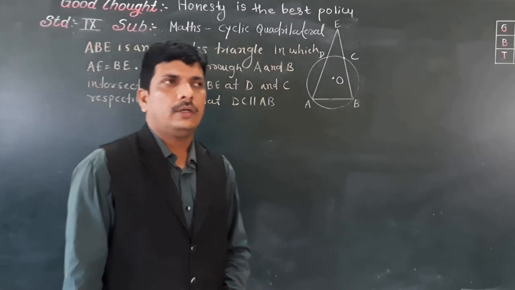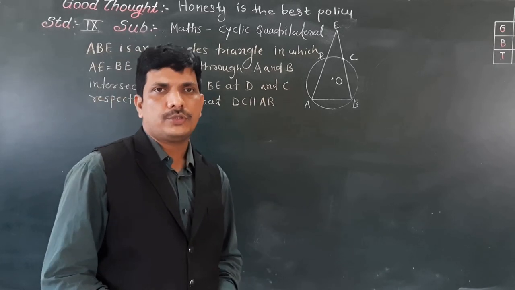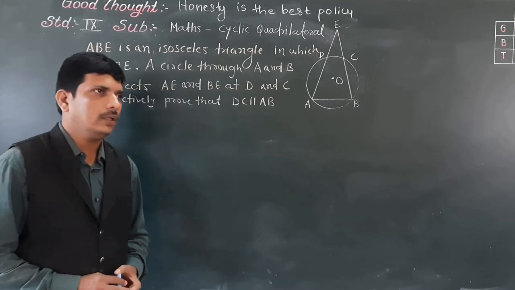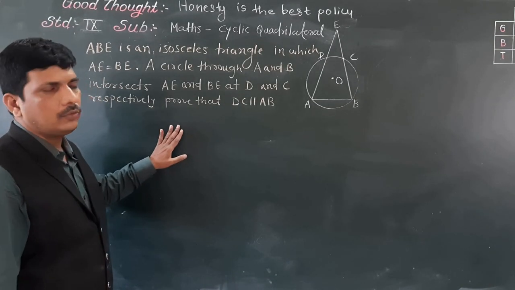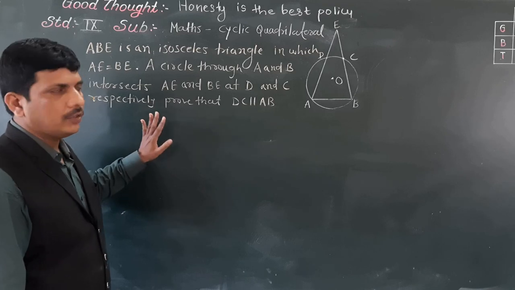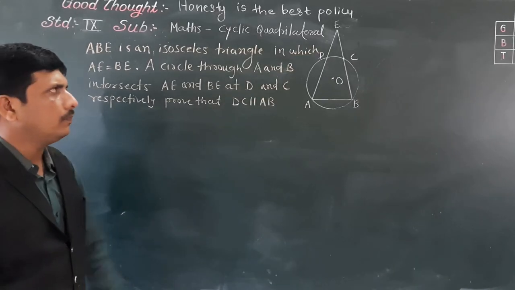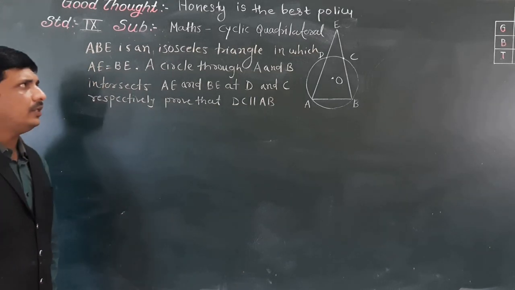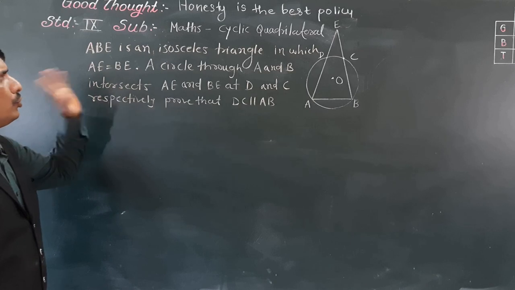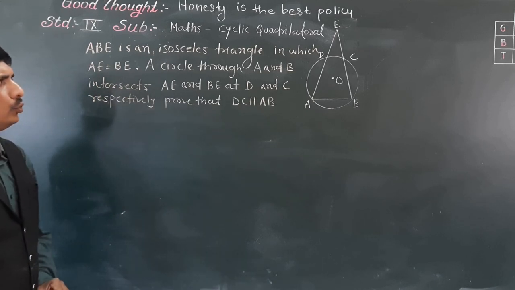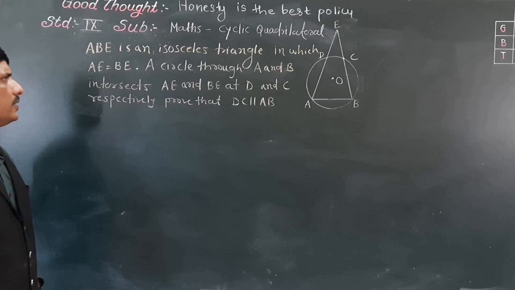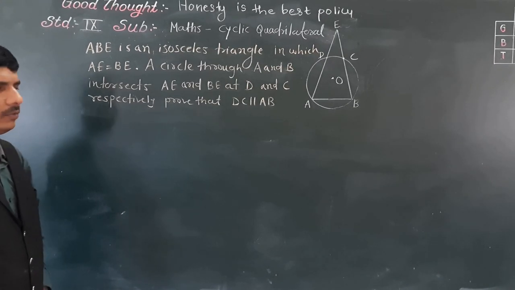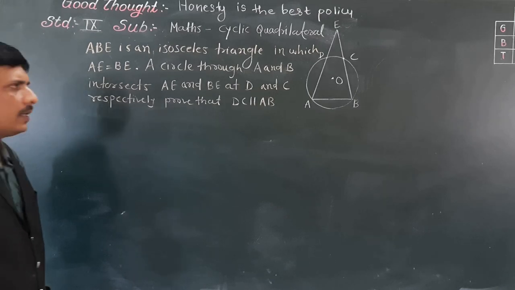Hello everybody, today we are going to see solutions of worksheet number 12. From worksheet number 12, second problem, the first problem we have already seen. The second problem: ABE is an isosceles triangle in which AE is equal to BE. The circle through A and B intersects AE and BE at D and C respectively. Prove that BC is parallel to AB.